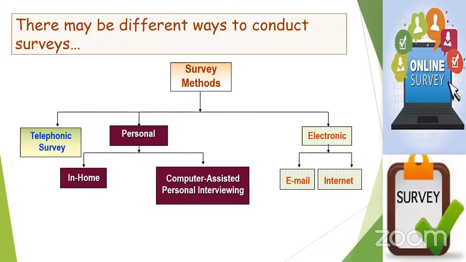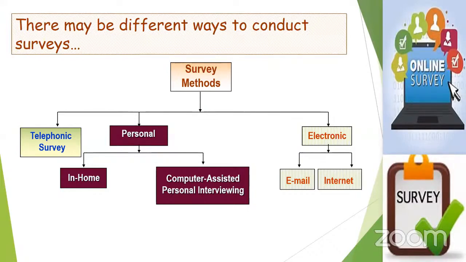Then second method is personal. Personal is one to one, face to face. It can be in home, visiting people. It may be at a particular site, like going to a hospital, doing a survey among doctors, among nurses, going to a college, doing a survey among students, or it can sometimes be known as computer assisted personal interview.